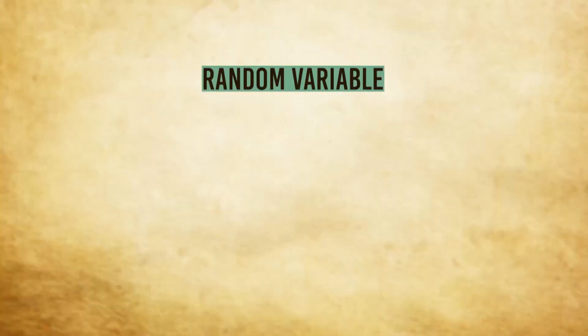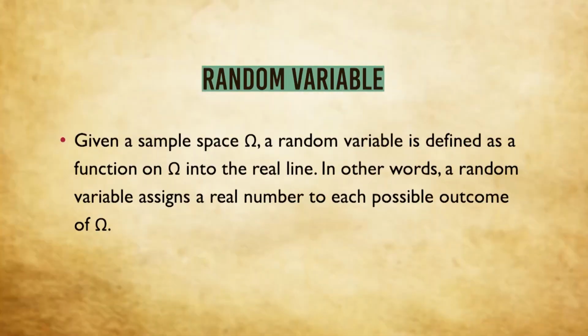What is a random variable? Given a sample space omega, a random variable is defined as a function on omega into the real line. Very difficult to understand. Let us take one or two examples to clarify this idea. So we have to remember two things, that this is a function on the sample space and into the real line. So let us try to understand what we mean by this definition.